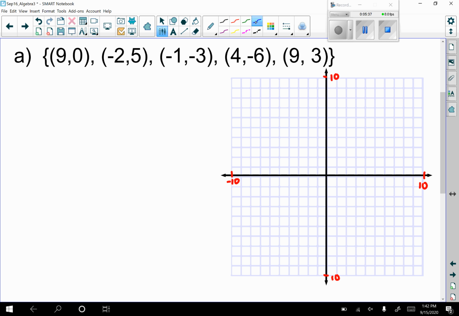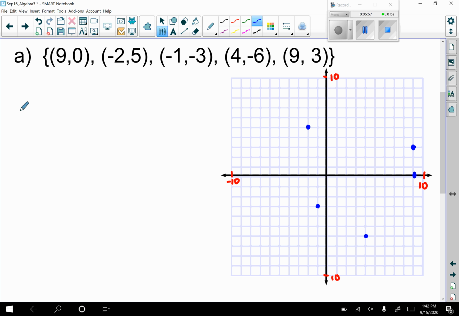All right, so the first one at (9, 0) is going to be right here. Next we have (-2, 5) right up here. Then we have (-1, -3). We have (4, -6). And then we have (9, 3). So those are our 5 points.